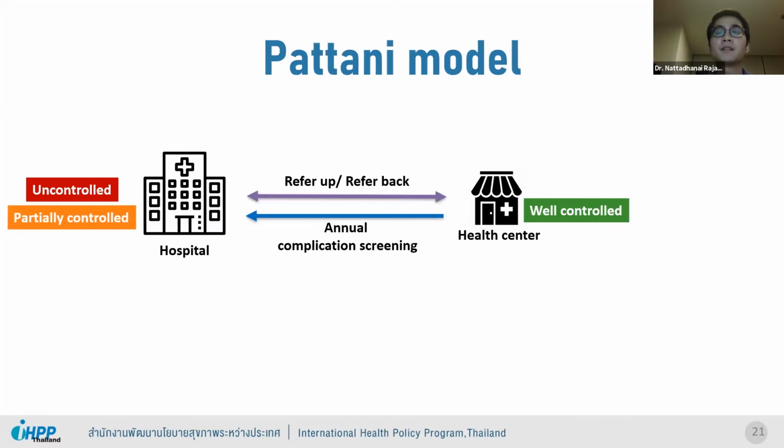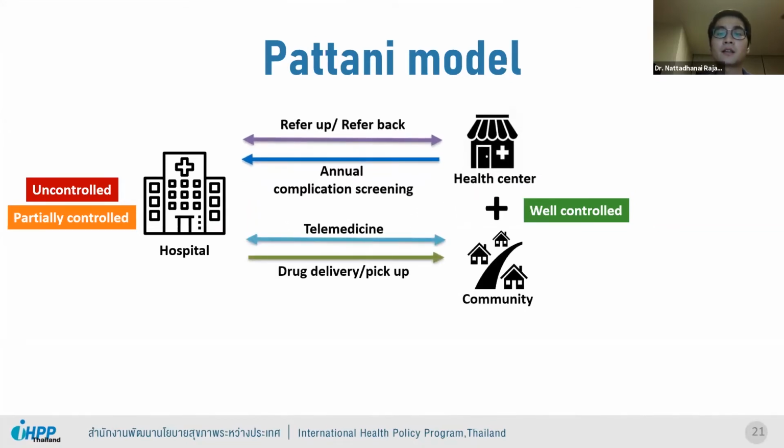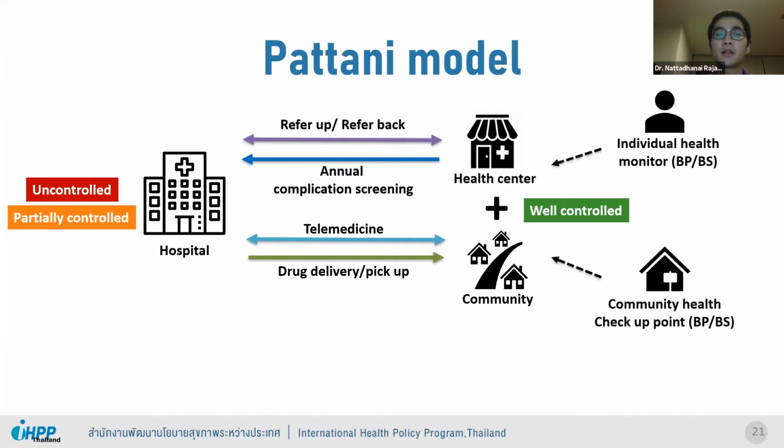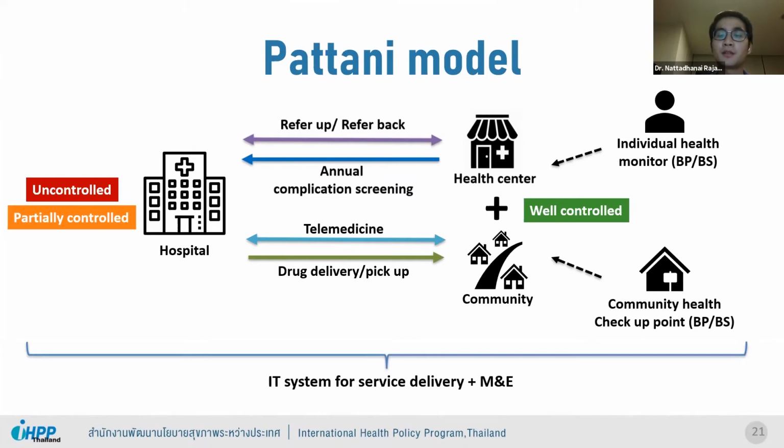This is a picture of the NCD care model before the COVID. What has changed is that in the Pattani model, we have telemedicine and drug delivery options for patients, serving directly to the community. Moreover, for NCDs like hypertension and diabetes, patients who use telemedicine will need to report their blood pressure or sugar through the internet first, which can be measured at a community checkup point if they don't own the equipment. All of these are made possible by the implementation of a new IT system, which also serves as monitoring and evaluation of the system too.